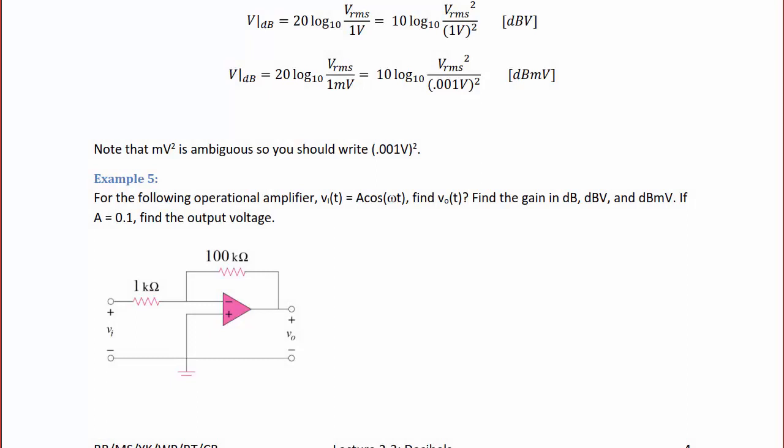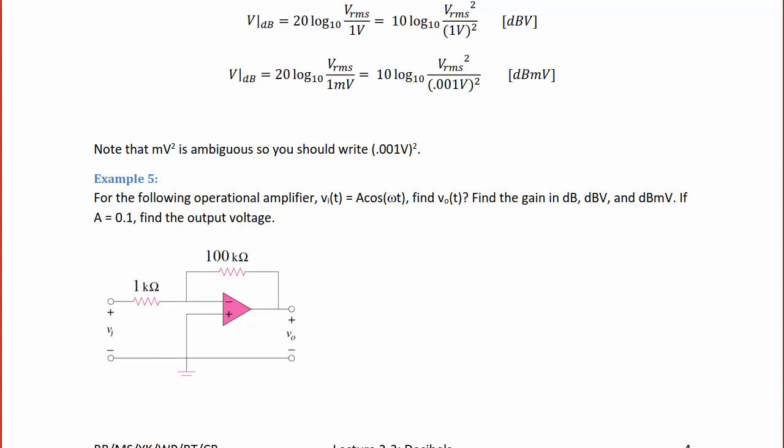We can also have voltage in decibels as 20 log base 10 V RMS with respect to 1 millivolt, or 10 log base 10 V RMS squared with respect to 0.001 volts squared, which would have units of dBmV. Note that we don't put millivolts squared in the denominator of that second equation because it's ambiguous, so you should always write 0.001 volts squared.